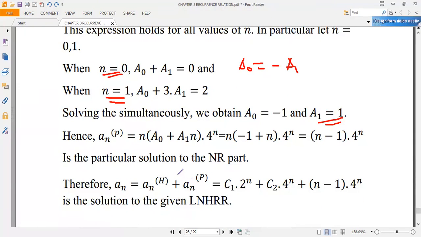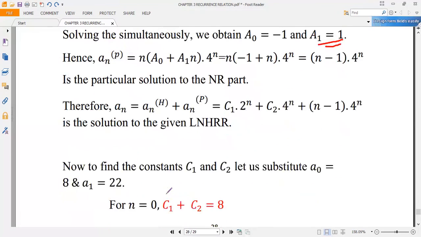Hence, the solution to the given non-homogeneous linear recurrence relation is the sum of the homogeneous part plus the non-homogeneous part, which is c1·2^n plus c2·4^n plus n(n minus 1)·4^n. This is the general solution to the linear non-homogeneous recurrence relation. But two initial conditions are given to find the coefficients of the homogeneous part.